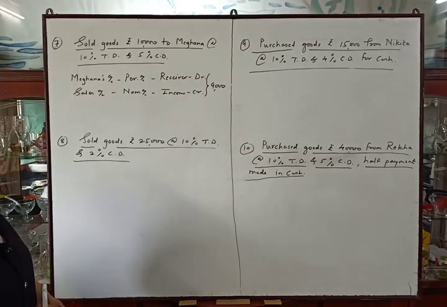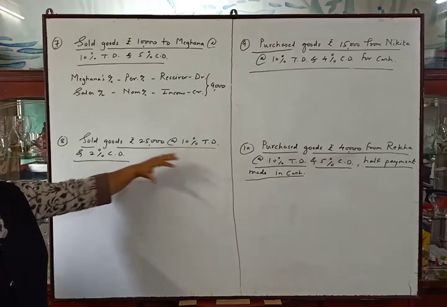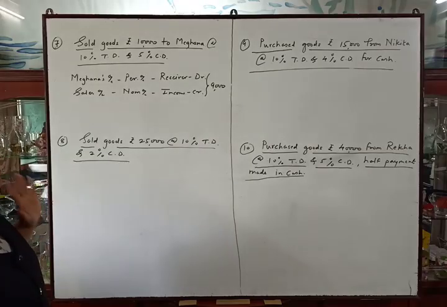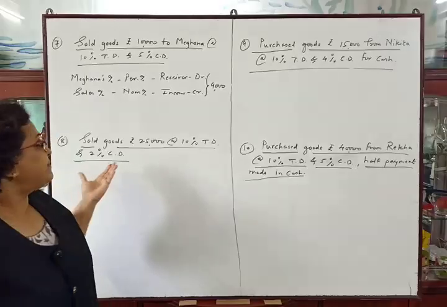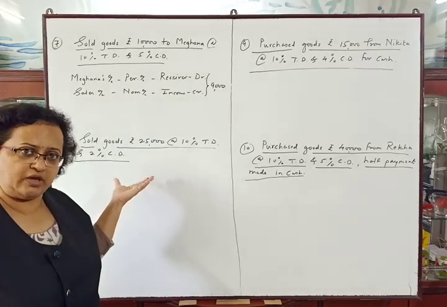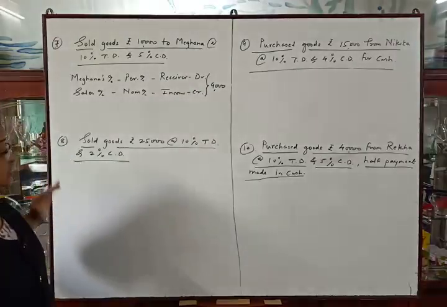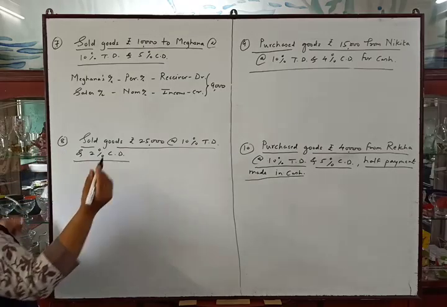Sold goods rupees 25,000 at 10% TD and 2% CD. TD means trade discount, CD means cash discount. Here both the discounts are allowed to the customer, and as party's name is not given, this is the cash transaction. Okay. So we will allow both the discounts. I will show the working here.